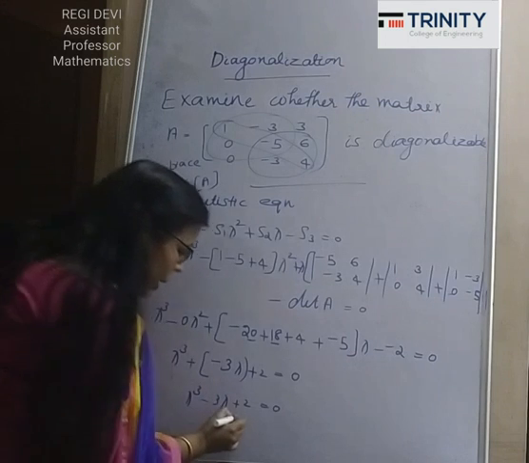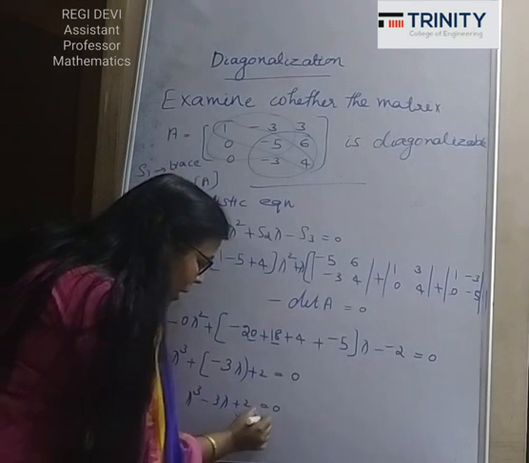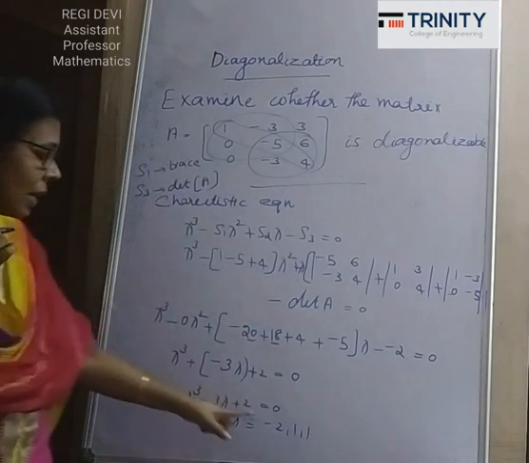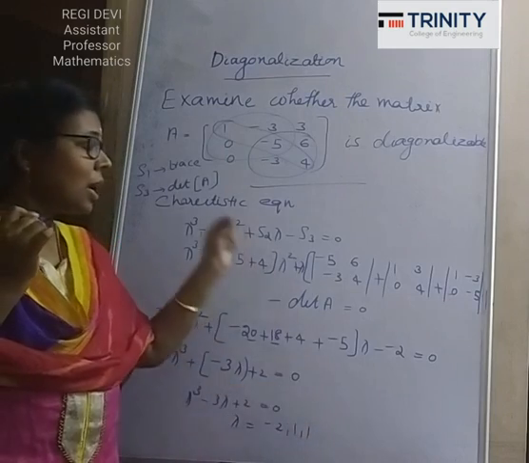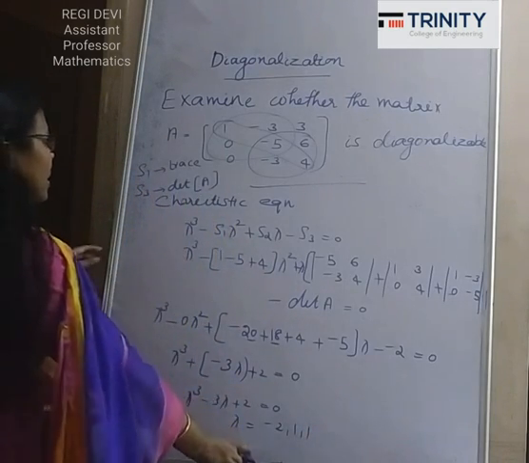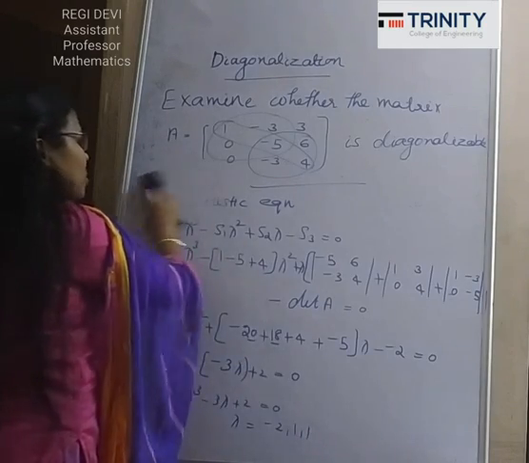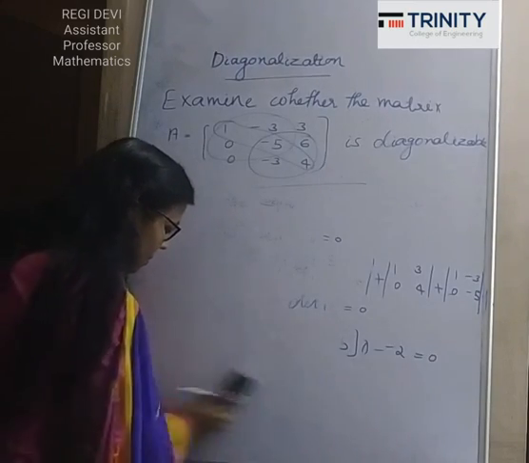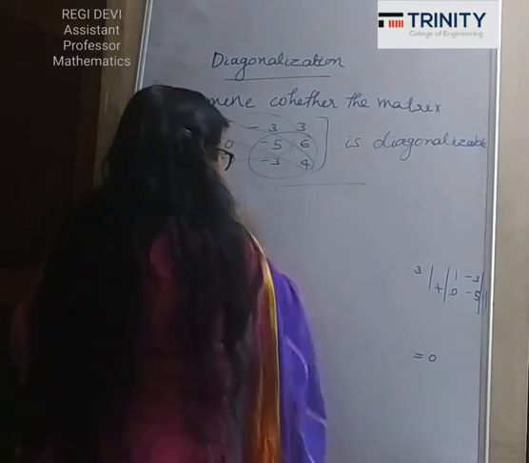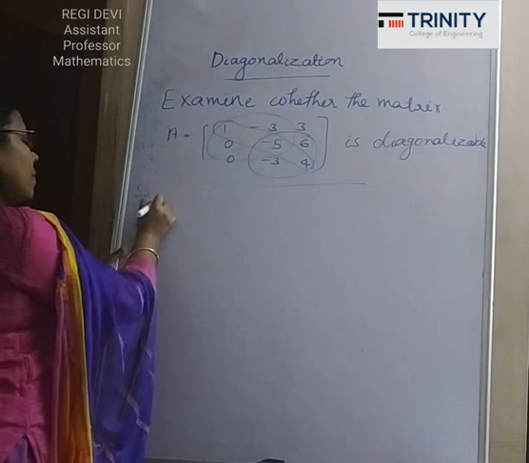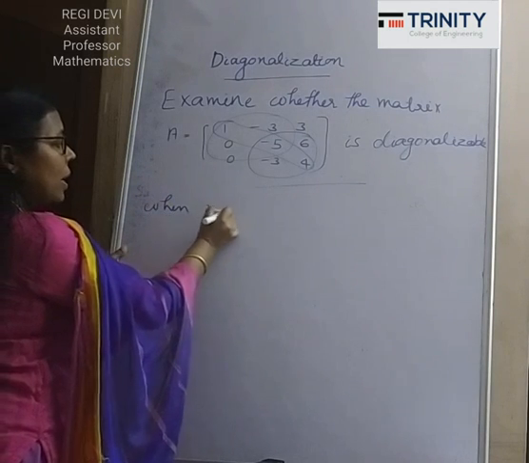Now by using the calculator, the eigenvalues are lambda equal to minus 2, 1, 1. These three are the eigenvalues. Now we have to find the eigenvector corresponding to each eigenvalue. First, when lambda equal to minus 2.